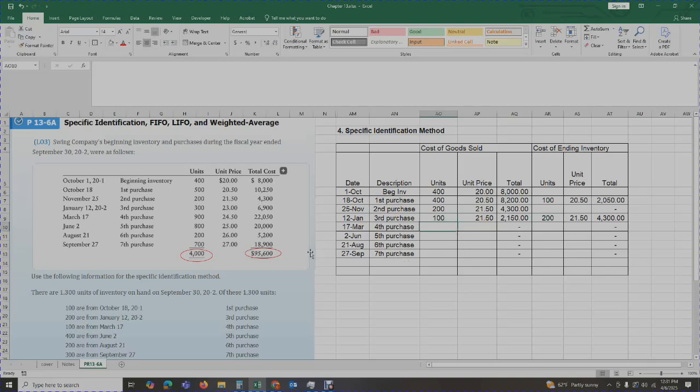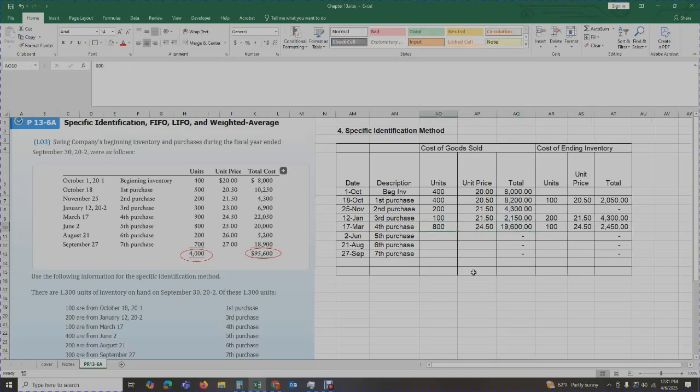On the fourth purchase, I've got 900. From the fourth purchase, I'm only keeping 100. My fourth purchase is at $24.50. So remember, on the fourth purchase, I've got 900. I am keeping 100. That means I am selling 800 at $24.50. So the fourth purchase is being split. 800 is being sold. 100 is being kept.